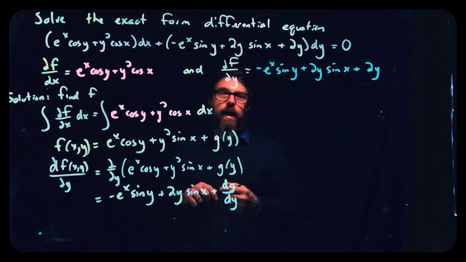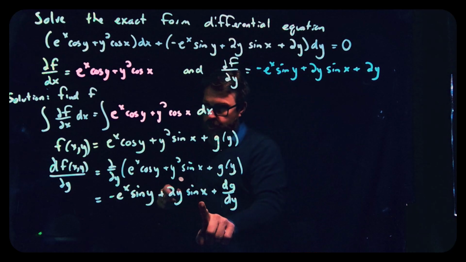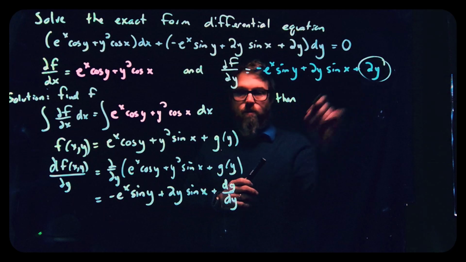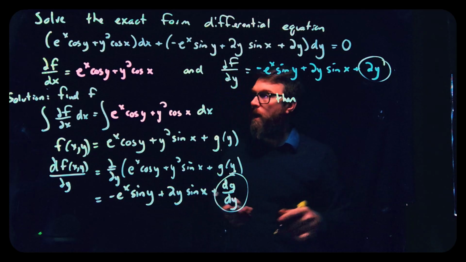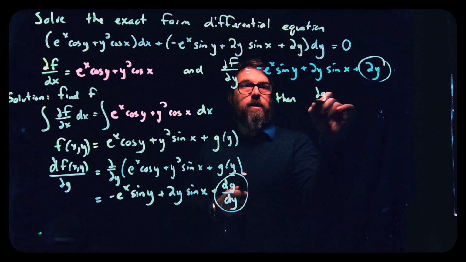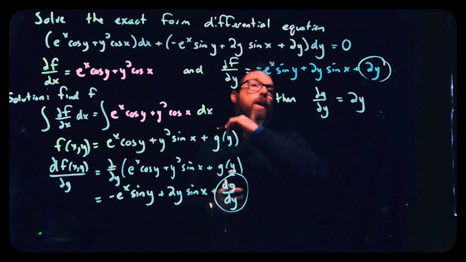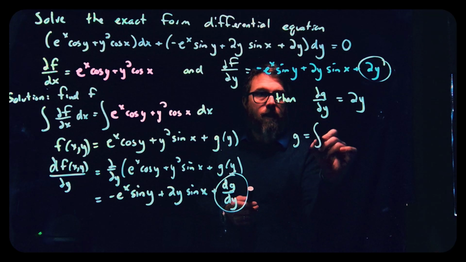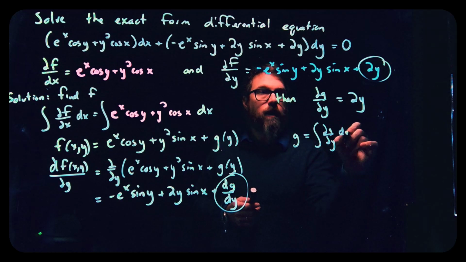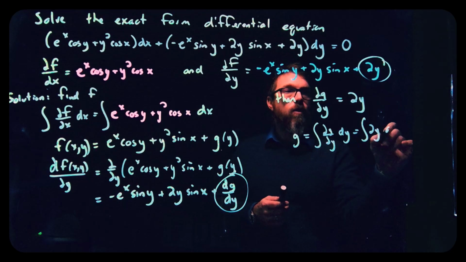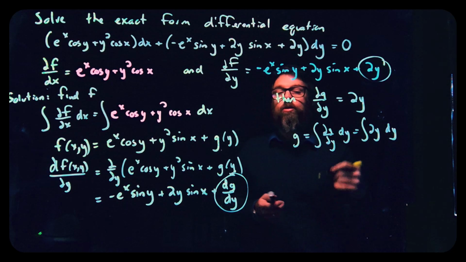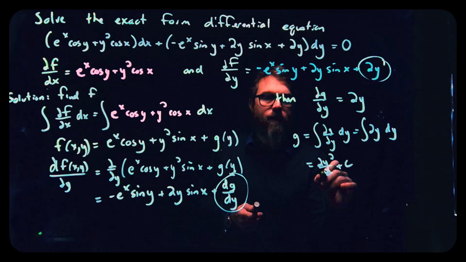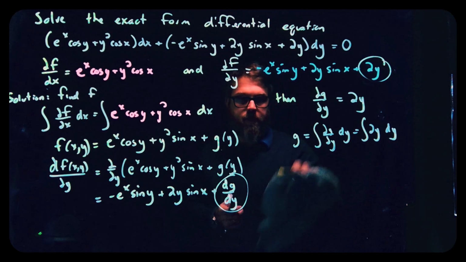So what I know is that this blue function is supposed to match this function, which means if these things match, then these two pieces right here have to be the same. They're the only spots where they differ. So then dg dy has to be equal to 2y, which means g is going to be equal to the integral of dg dy with respect to y. So this is going to be equal to the integral of 2y with respect to y. And the integral of this is going to be equal to 2y squared over 2 plus c, or we can say that this is just equal to y squared plus c.